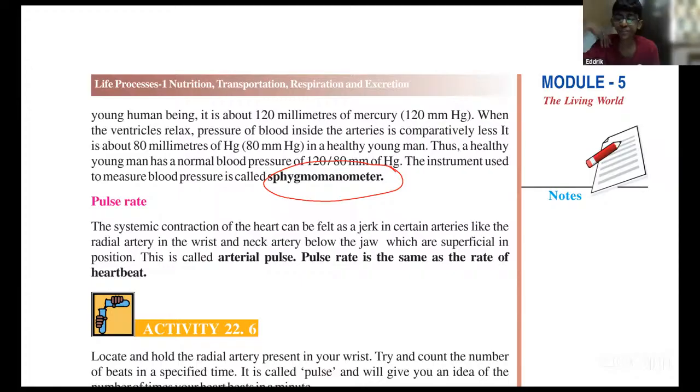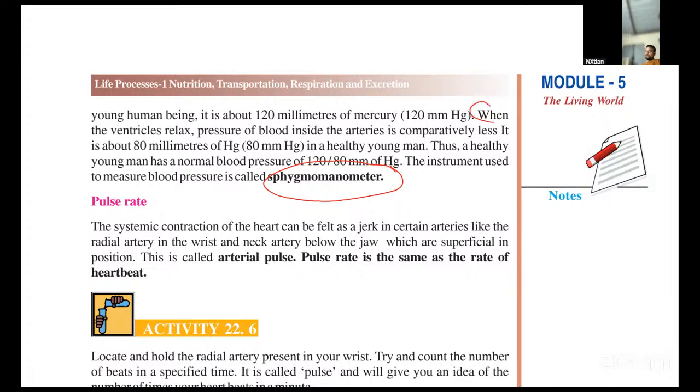Sphygmomanometer. Manometer. Yeah, same, that is the same one. So that meter is used to find the blood pressure. Basically, what we do is put a cuff on the hand here, and we use the mercury to read how much pressure there is.